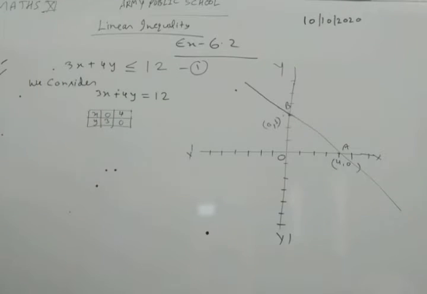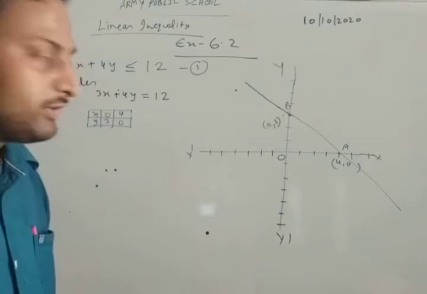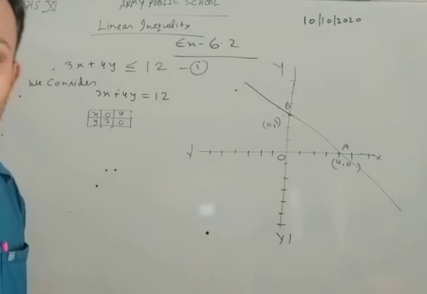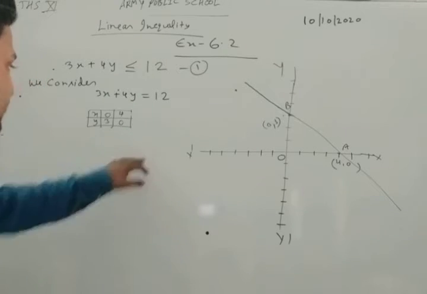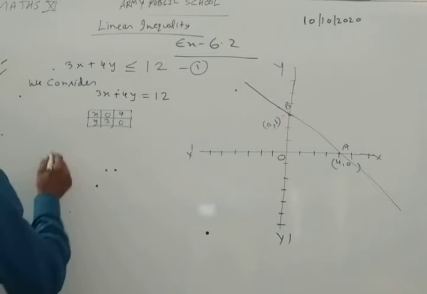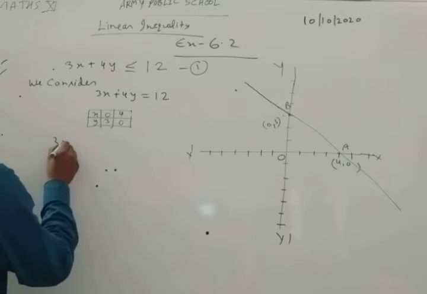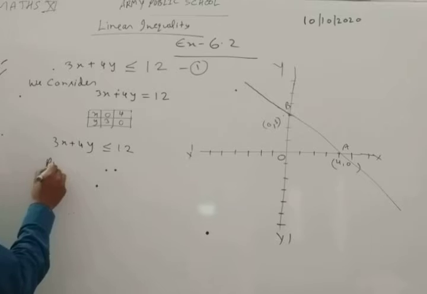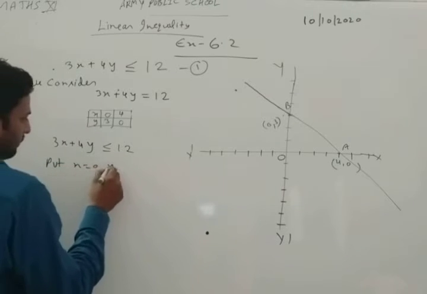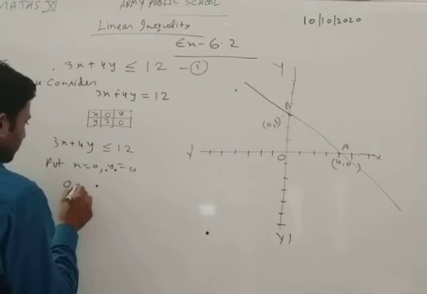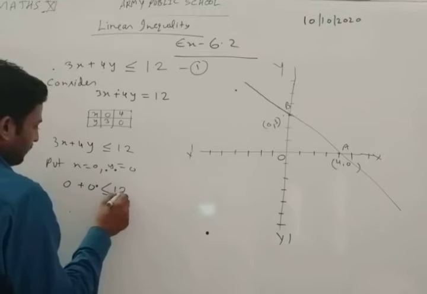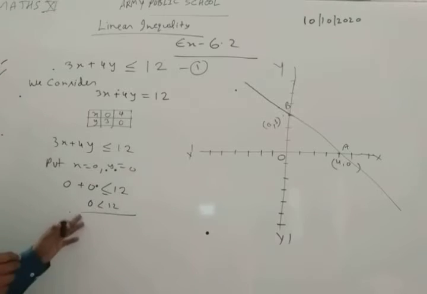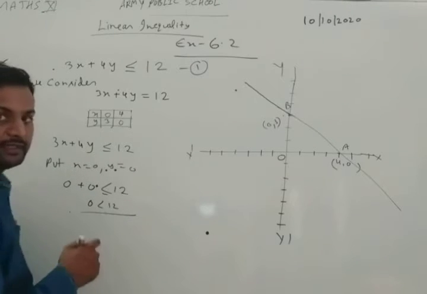Now what will we check? The origin of this graph. For checking the origin, we take x equal to 0, y equal to 0 in the inequality. We are getting 0 plus 0 is less than or equal to 12. So this satisfies the inequality.